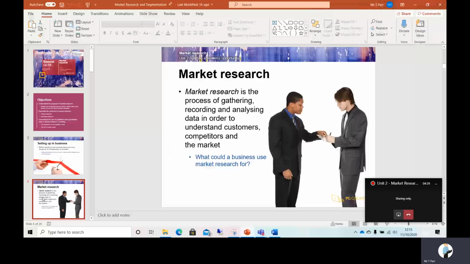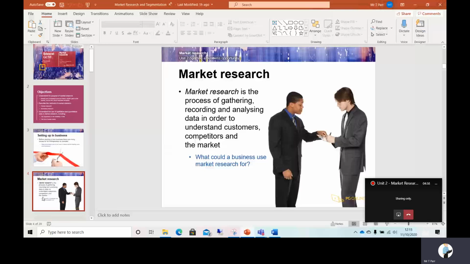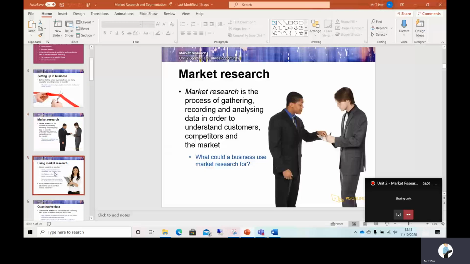So you need to understand, are people going to buy your product or service, your customers? Okay, if they are, who are the companies you're going to be competing against? Okay, and finally, is there going to be a market for it? Is it going to last a long time, or is it temporary? That sort of thing. So you need to conduct market research.